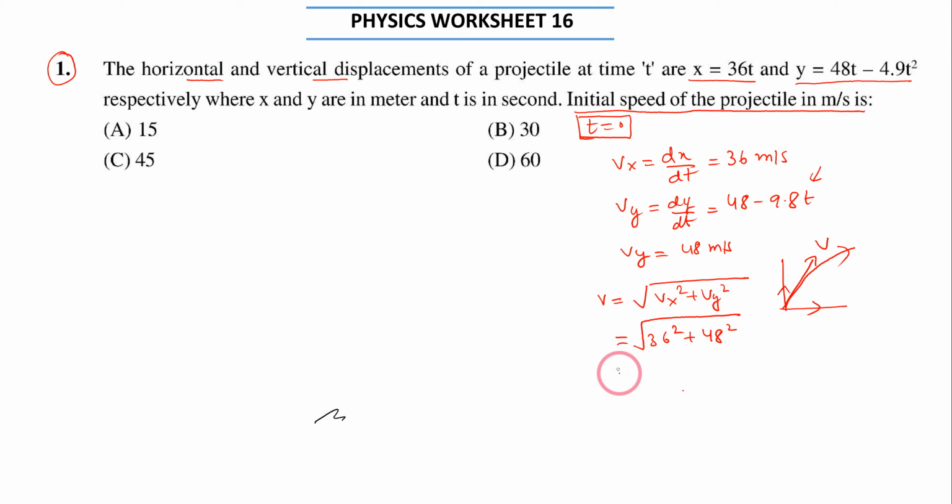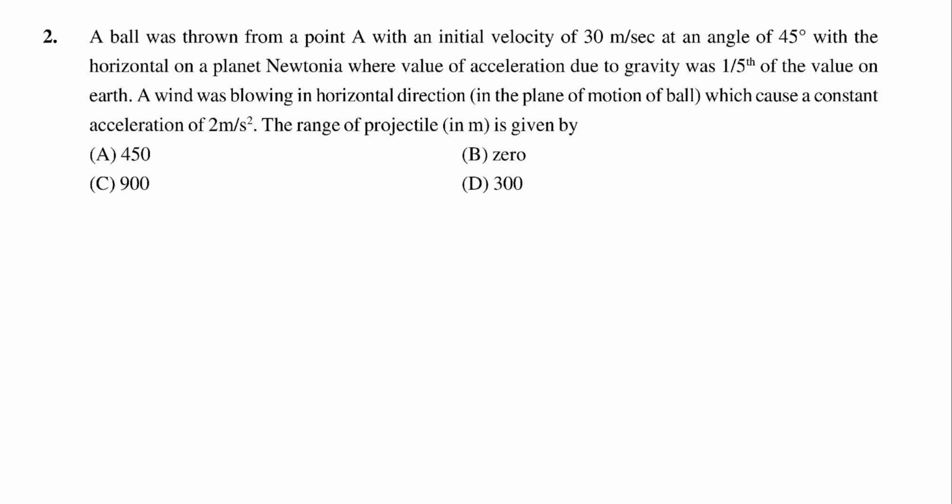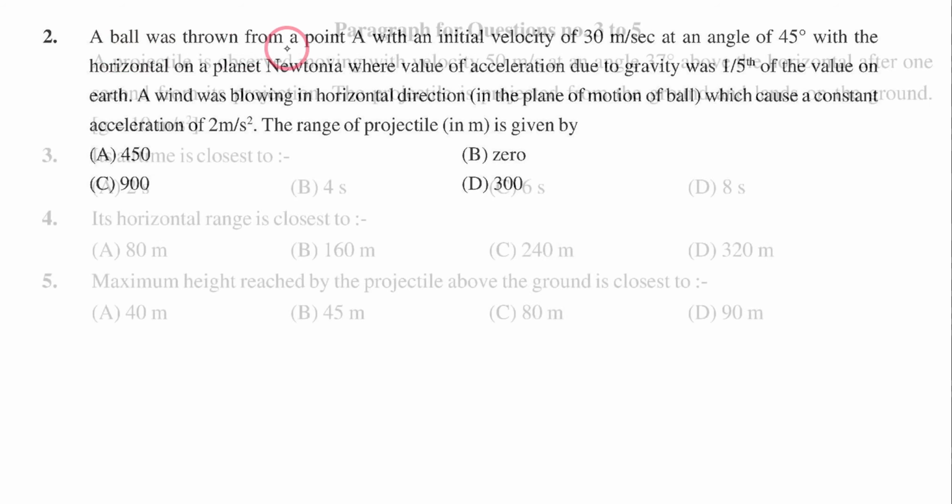Now 12 is common in both. 36 means 12 into 3, 48 means 12 into 4. So 12 square we will take outside. It is left with 3 square plus 4 square, which is 5. So 5 into 12 will be 60 meter per second. Answer is D.